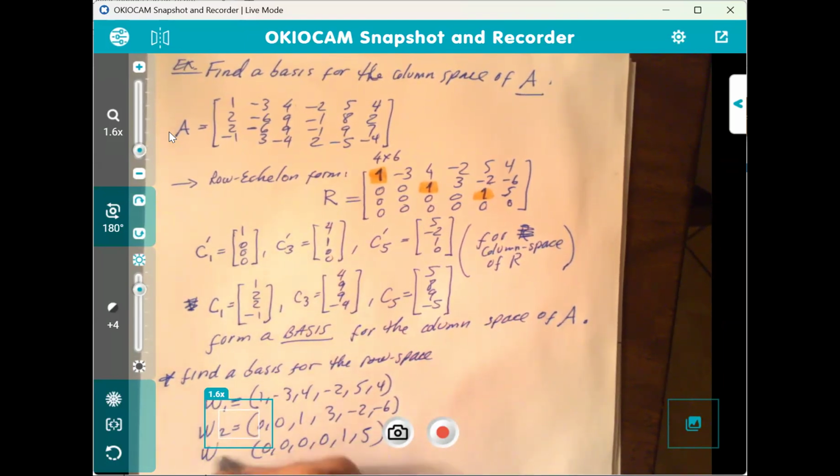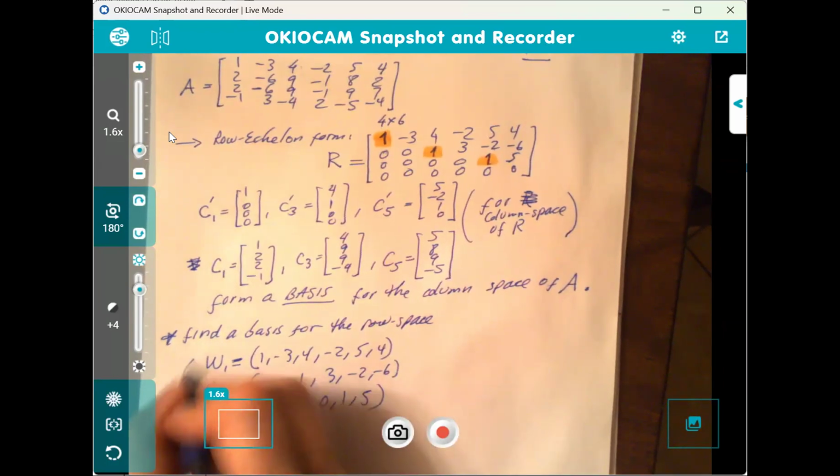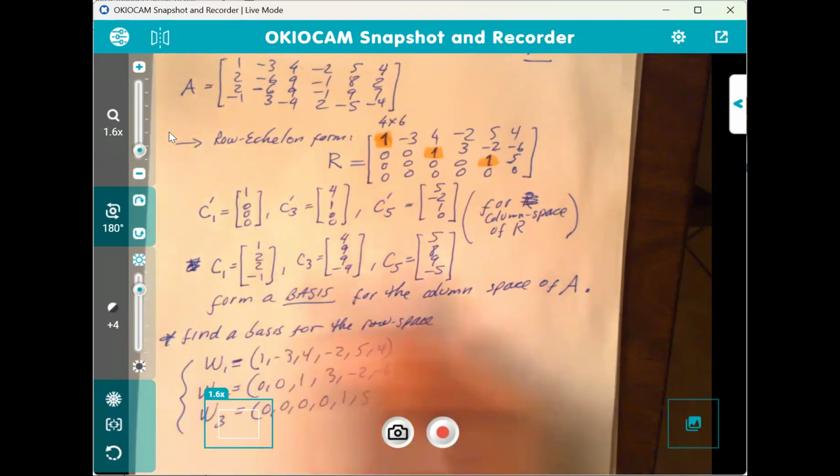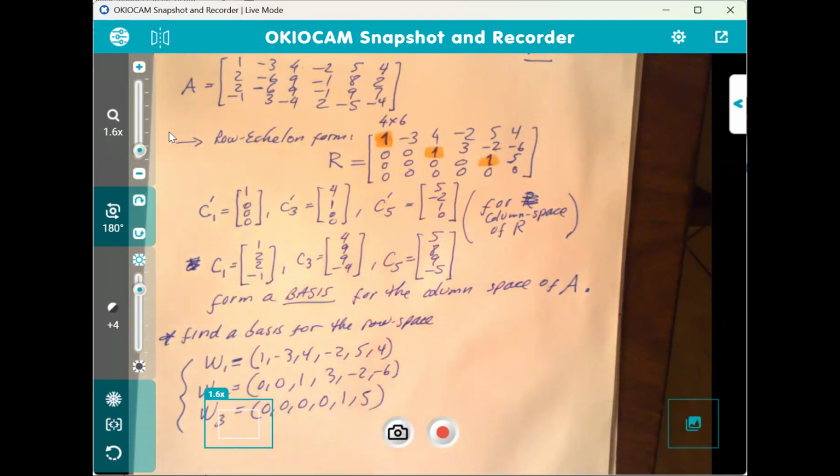0, 0, 0, 0, 1, 5. And that's W3. Notice the row space and the column space have exactly the same number of vectors. And that's what one of the theorems said, that the dimensions of these would be the same, right?